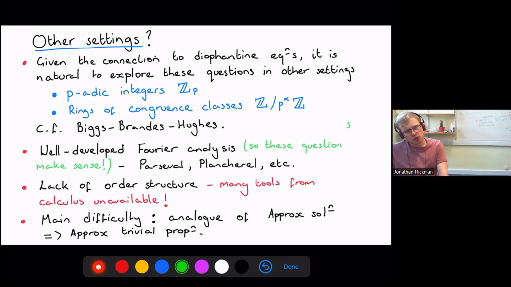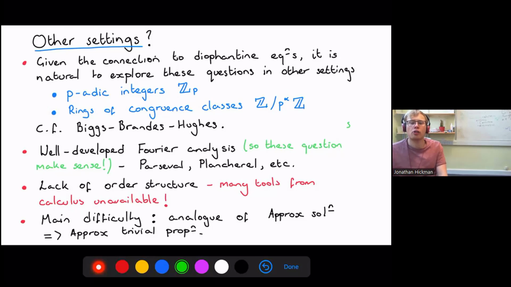So before moving on, I should reassure everyone that in the spaces that we have in mind, there is a well-developed Fourier analysis, since we're always working on a locally compact abelian group. So the questions we're asking about these square functions make sense in these contexts, and you can formulate these problems rather naturally. Moreover, we have access to tools such as Parseval's identity, Plancherel's theorem, etc., and all the Fourier analytic aspects of the argument carry over wholesale into the p-adics, into these rings of congruence classes. So the Fourier analytic aspects of these arguments don't present any interesting new challenges.